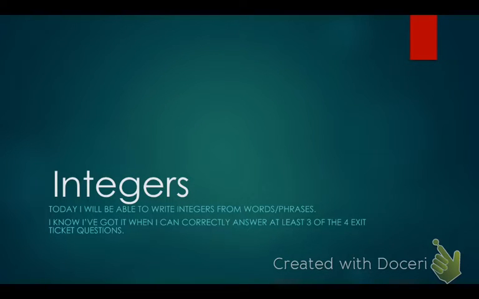Today we're going to be talking about integers. By the end of this lesson, you should be able to write integers from words or phrases and pick out that key vocabulary word that tells you what it's supposed to be, as well as the number. I'll know you've got it when you can correctly answer at least 3 of the 4 exit ticket questions. But as always, I want you to try to go for all 4.